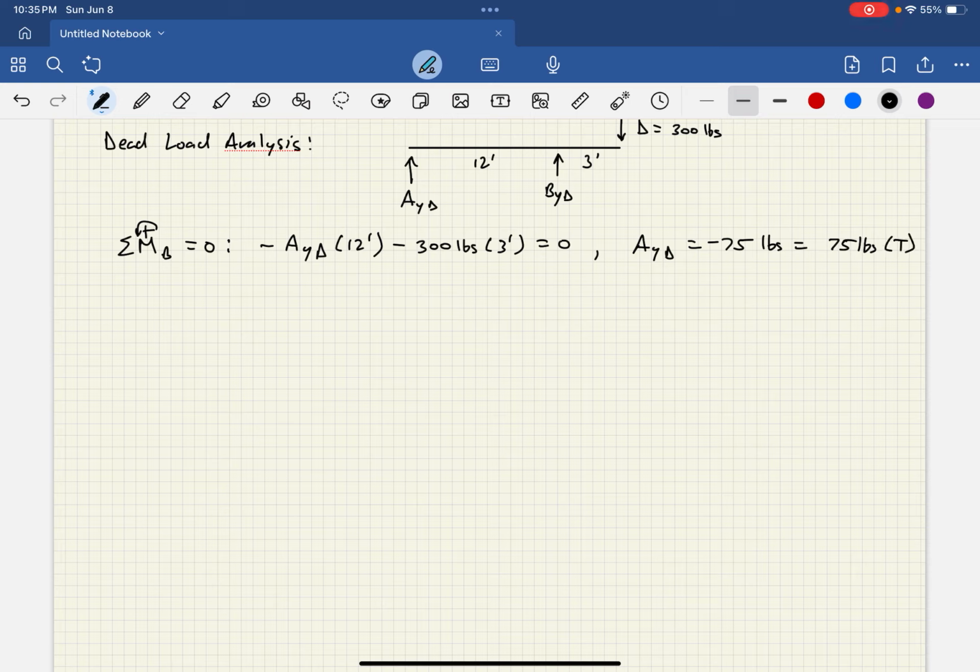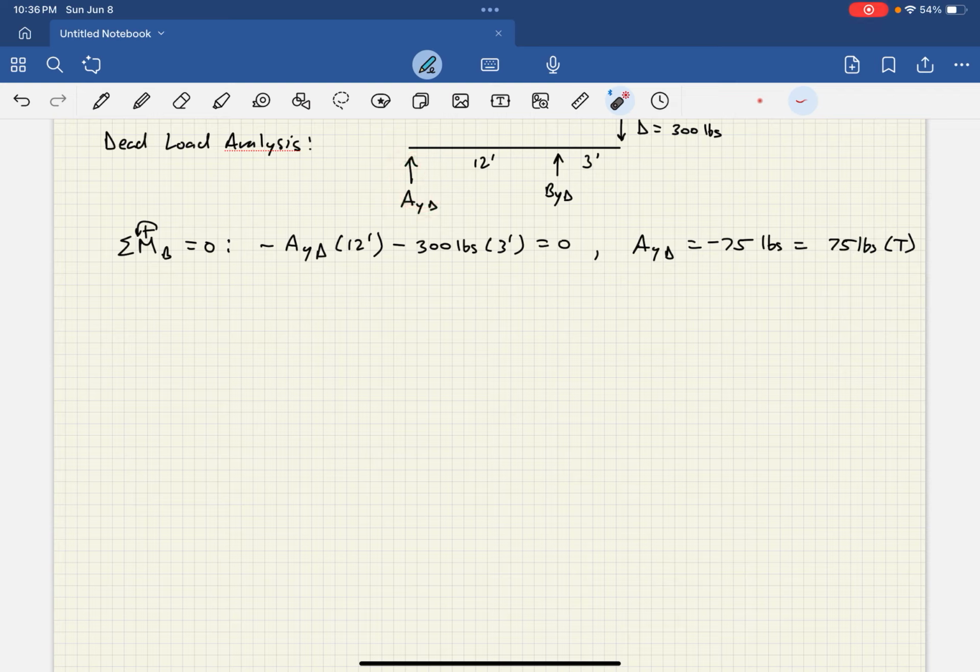So in reality, AY dead is doing what? It's reacting downwards, right? So this 300 pounds is trying to yank this point A upwards, and AY dead is holding it down, okay? Now, if you have a negative or downward reaction, we sometimes call that a tensile reaction. We assumed an upward reaction, which means the reaction is compressing on the beam.